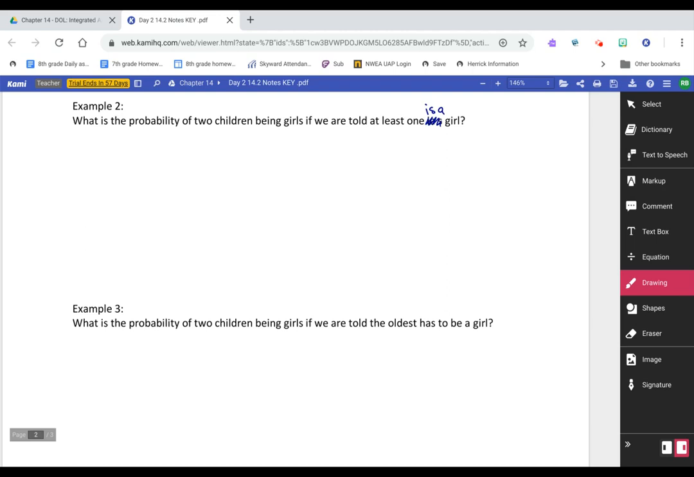Okay, so let's write that. Probability of 2 girls given that we're told at least one is a girl. So in this particular situation, let's think of what our options are. We're talking about 2 children. So we have a possibility of both of them being girls, first one being a girl, second boy, first one being a boy, second one being a girl, or both being boys.